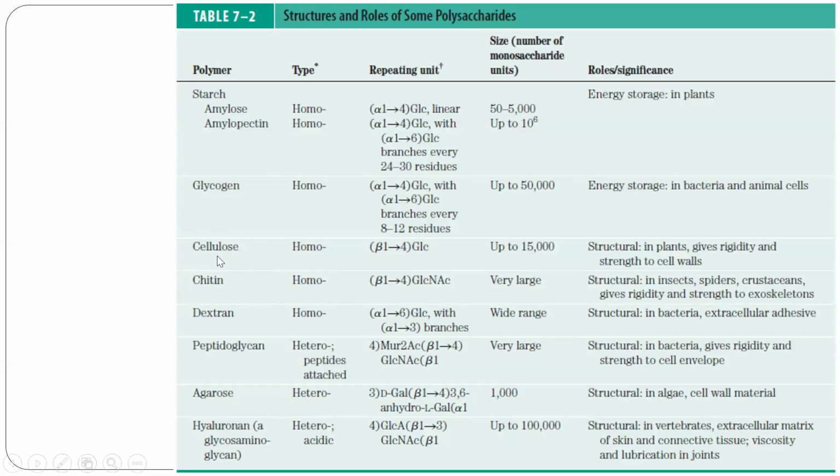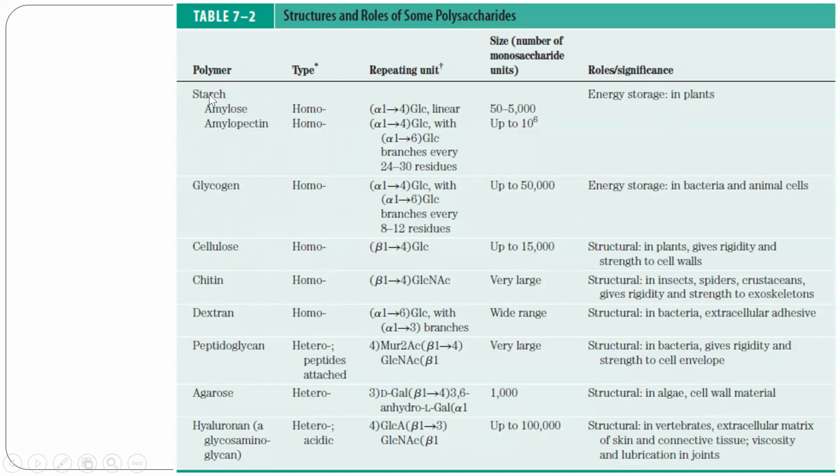So we have 1, 2, 3, 4, 5, 6, 7. The peptidoglycan and agar have not been covered in this summary. Okay, so far we have discussed starch. It is the energy storage in plants. We have also discussed glycogen, which is an energy storage in bacteria and animal cells. So glucose is converted into glycogen and stored.